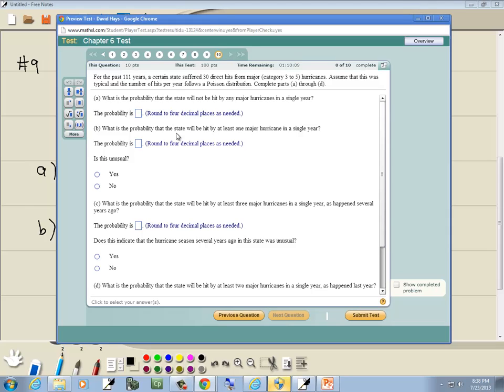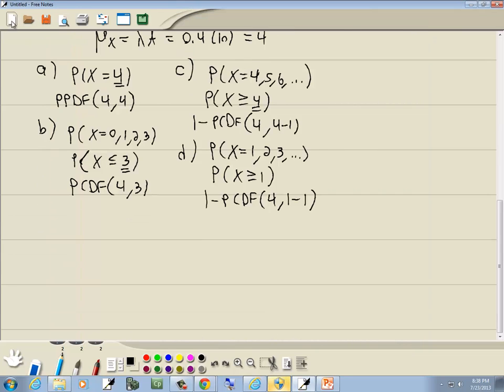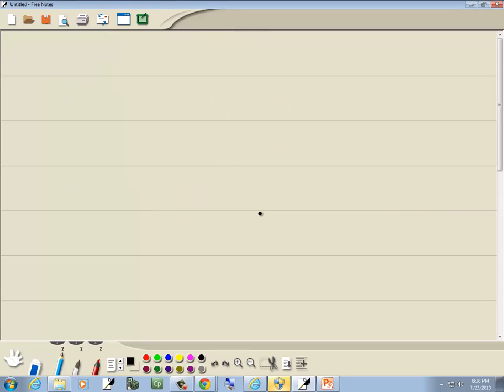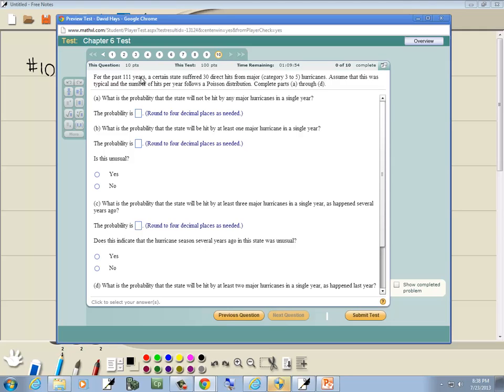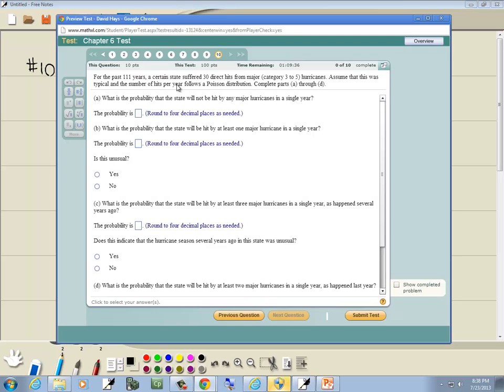Let's talk about number 10. I'm not going to actually do it. I'm just going to do the first part of it, which is kind of the challenging part, I think. For the past 111 years, a certain state suffered 30 direct hits from major hurricanes. Assume that this was typical. The number of hits per year follows a Poisson distribution. Well, this is a little bit different to get the mean. It's kind of a challenge. It's no longer our formula that's in the book. It's not lambda times t.